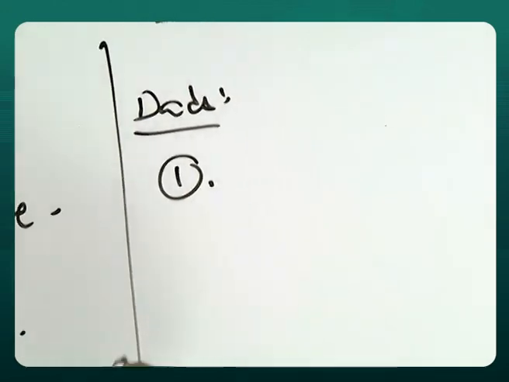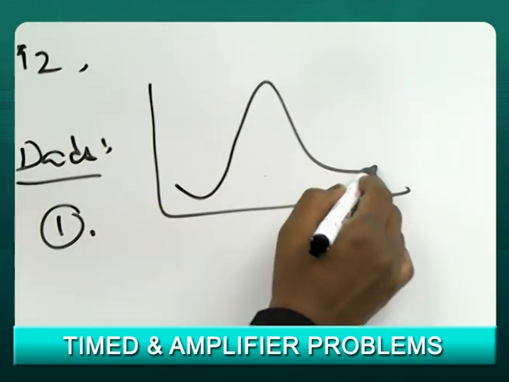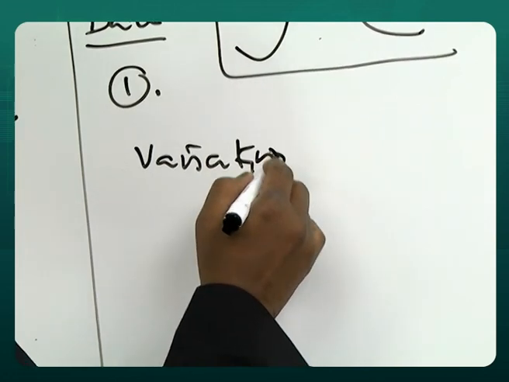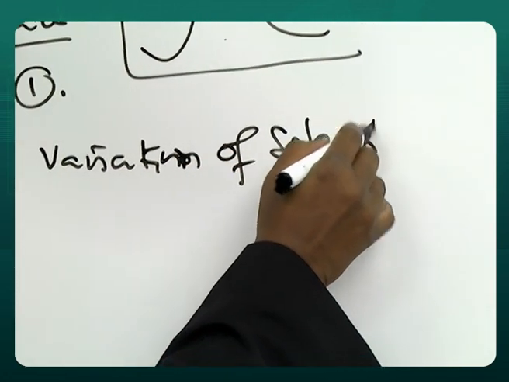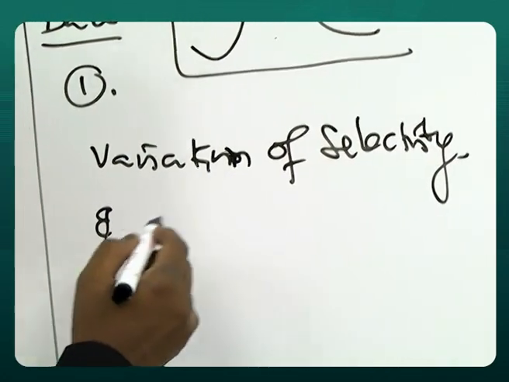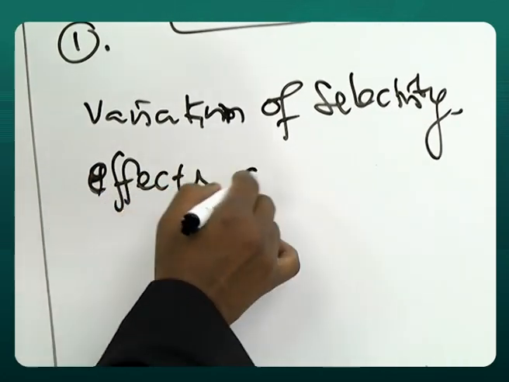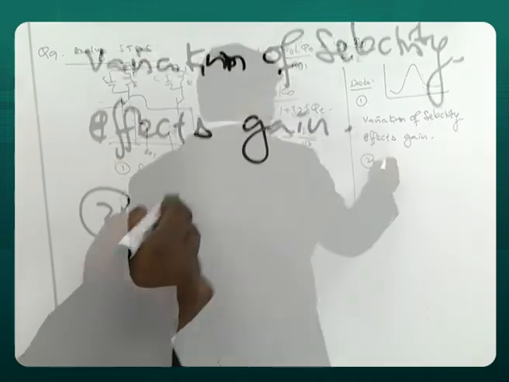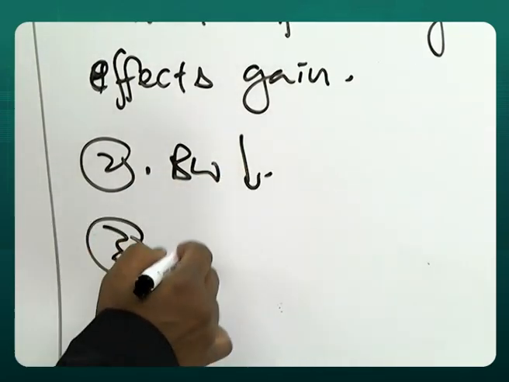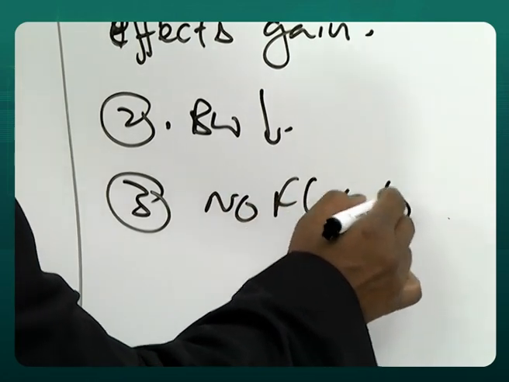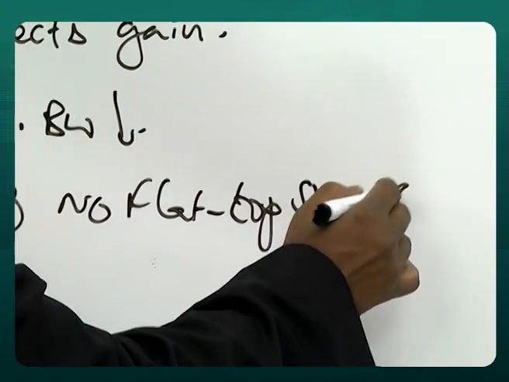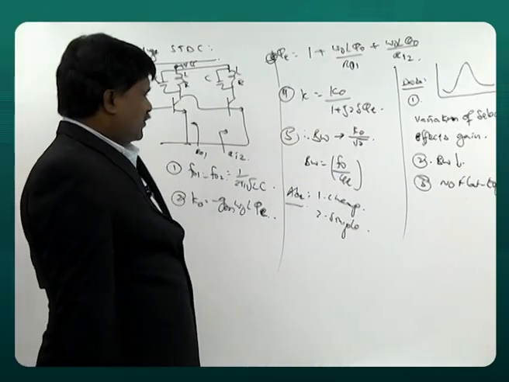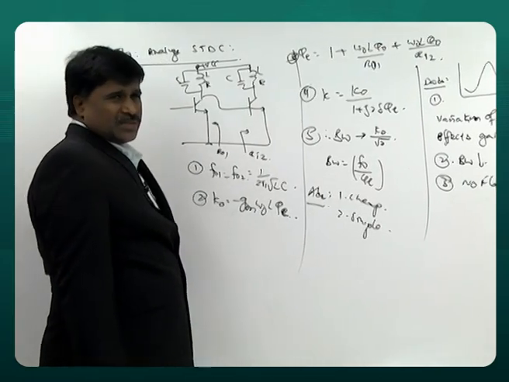Disadvantages are, first one, variation of gain and selectivity. Variation of selectivity affects gain and vice versa. Secondly, bandwidth is less. Thirdly, no flat top. So all the three things are bad. That's what I mean. We are not happy about this.